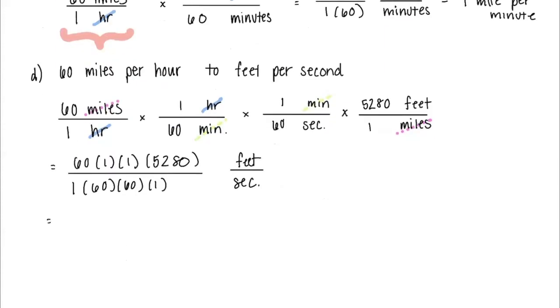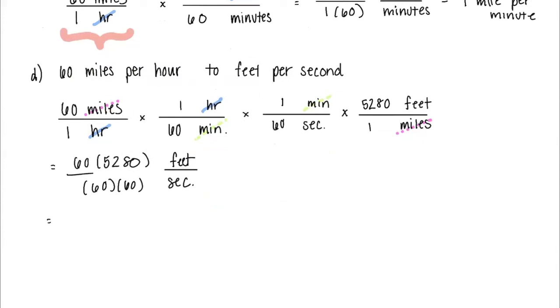So really those ones make no difference. You don't need to really write them every time. Just pick the most important ones that stay. And so if you do this multiplication and division, you should get 88 feet per second. Okay. All right, so we are almost done.